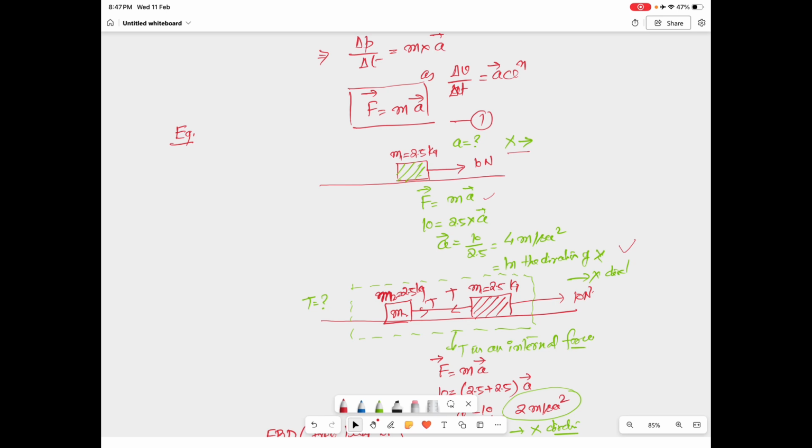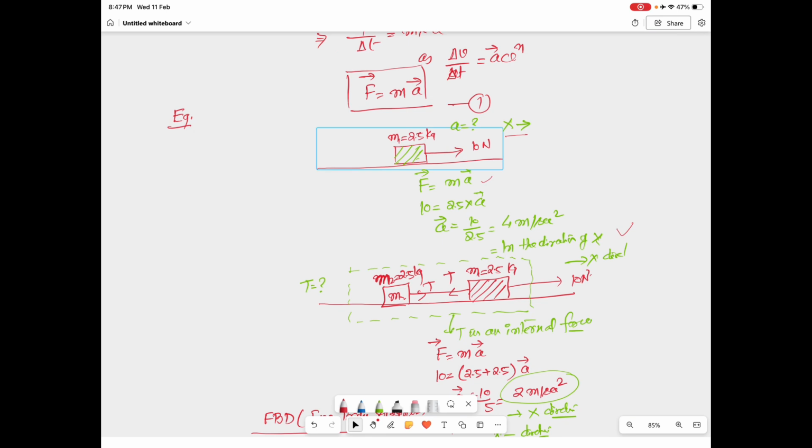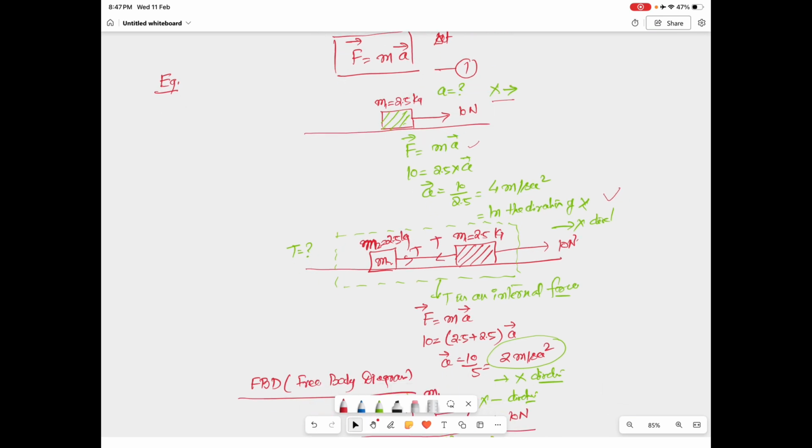Now I will extend this further by attaching one more mass to a string, which is m2. It is again 2.5 kg. And a 10 Newton force is applied onto mass m1, as you can see in this figure. Now I have drawn a dotted green line. So this is one system.